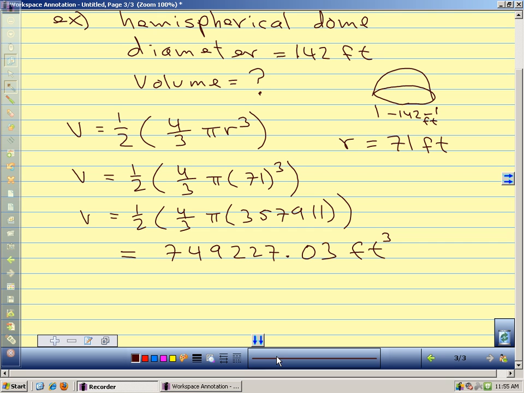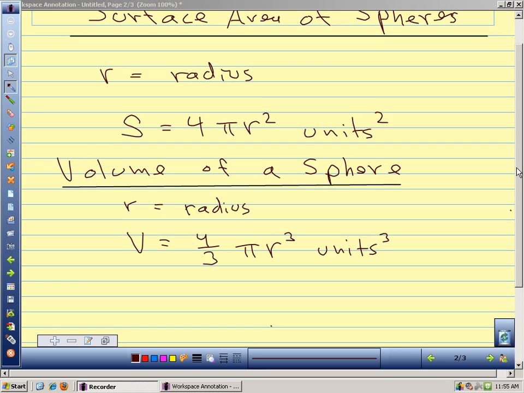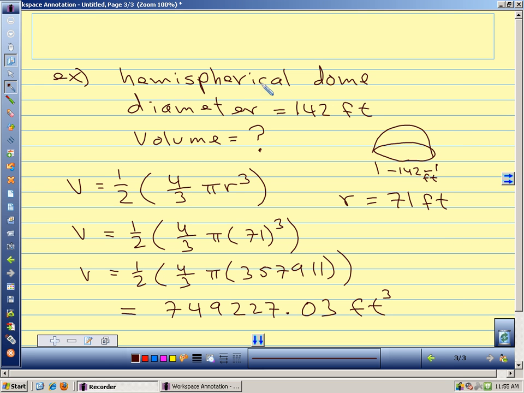Questions on the calculation, on how we use the formula? Can you go back? Go back one page, sure. Yeah, so you didn't write 1/2. This one is the volume of a sphere. Our problem said we had a hemispherical dome. So that's where that 1/2 came from. Okay? Hemisphere just means half. All right, let's look at another example.